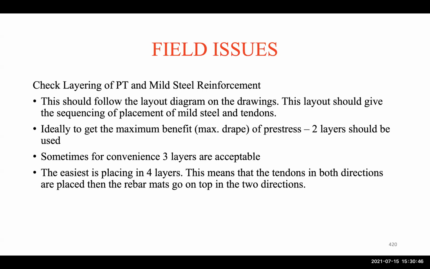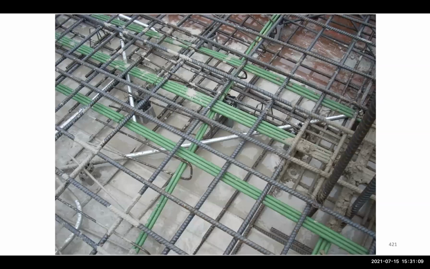Check layering of PT and mild steel reinforcement. So where should the steel be, where should the PT be? And then, does this match the drawings or not? Is the mild reinforcement, for example, at the column-slab connection above or below? So we need to look at that. Typically the mild reinforcement is over the PT. So we need to look for the right arrangement and make sure it's done properly.